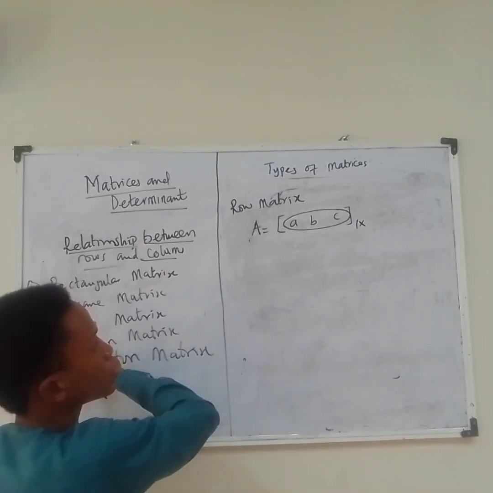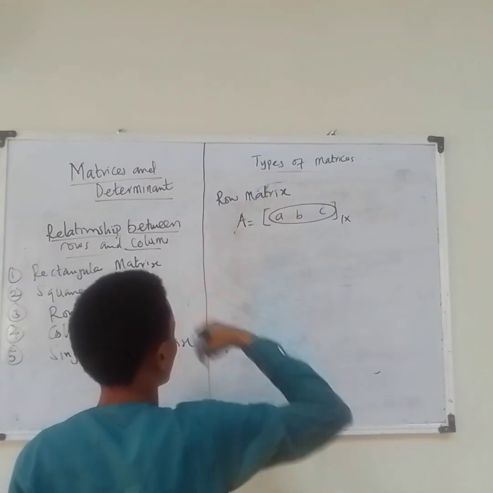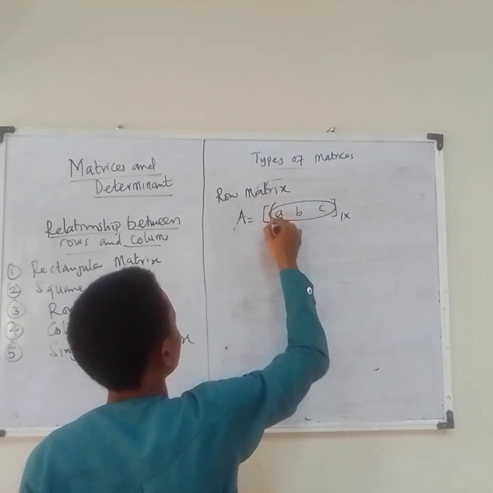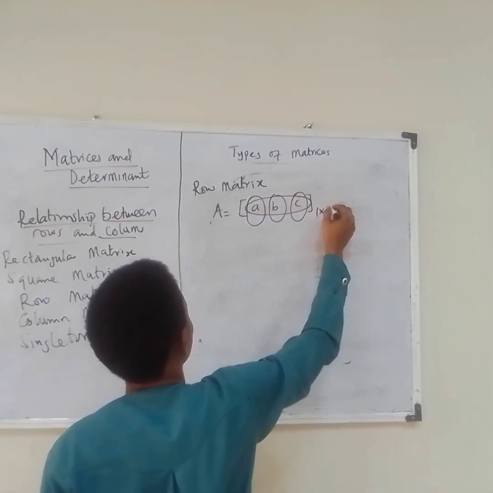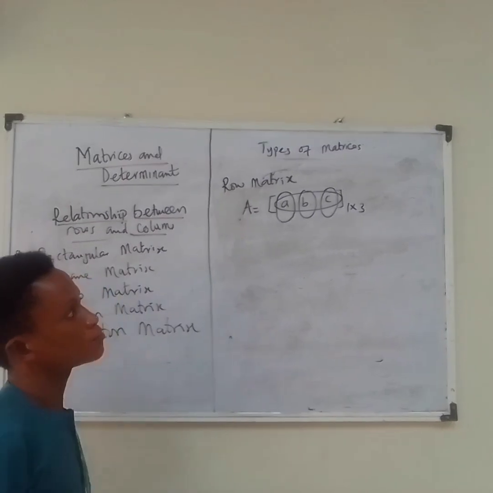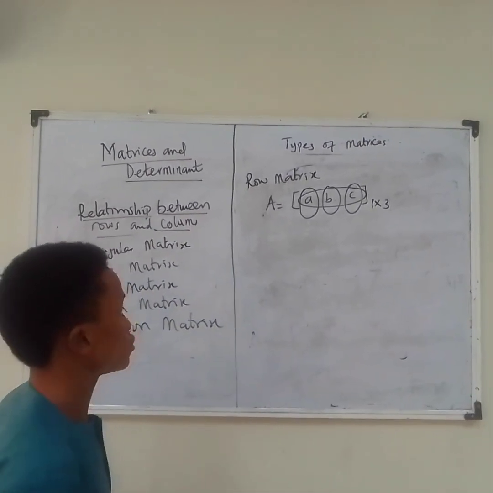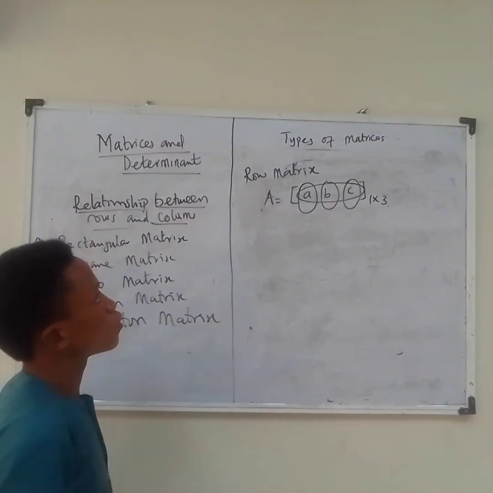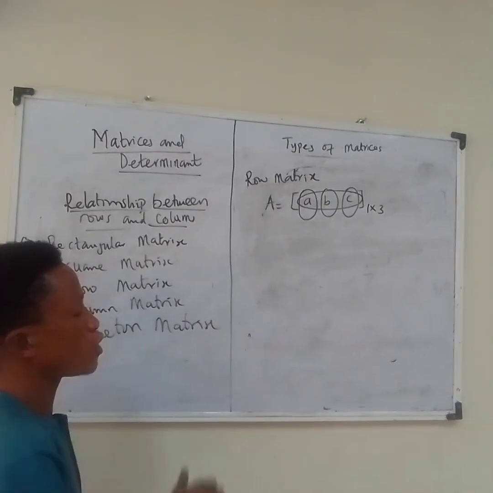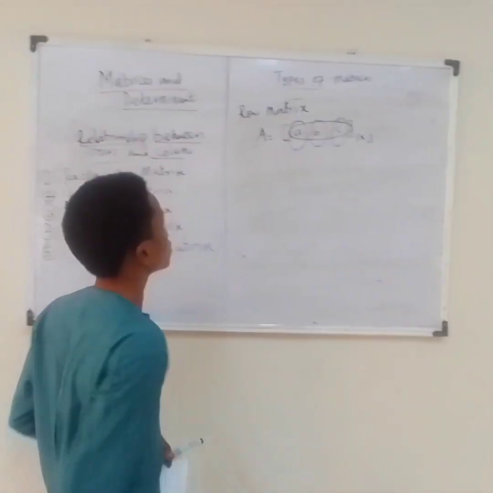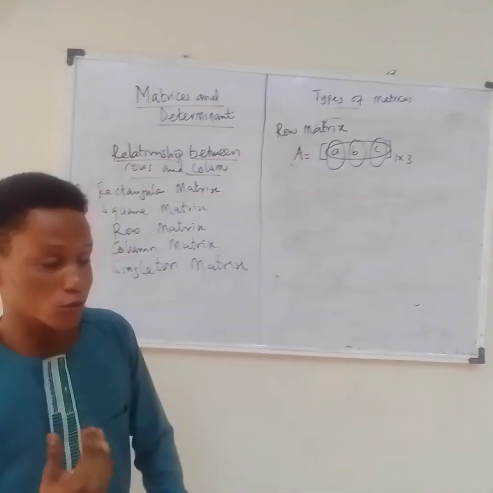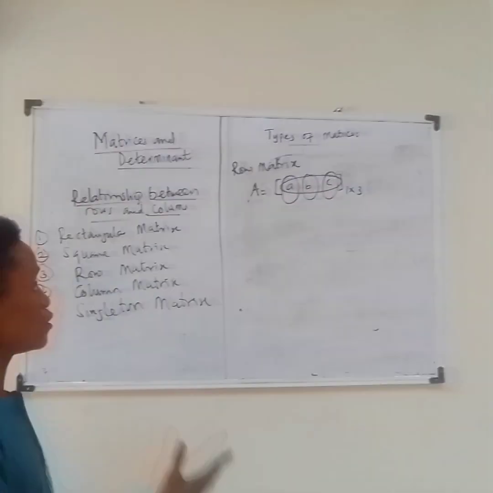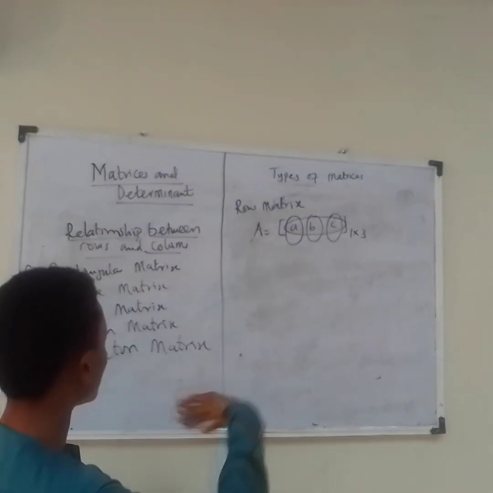Now, how do you bring in your column matrix? The vertical, this side: 1, 2, and 3. Then this is a 1 by 3 matrix. So your row matrix is the horizontal arrangement of elements, while the column matrix is the vertical arrangement of numbers or elements.